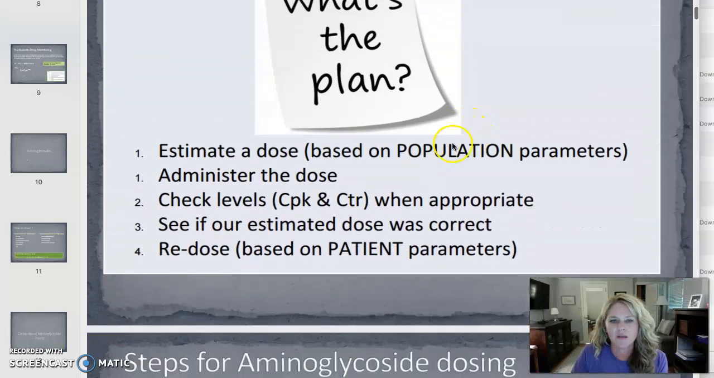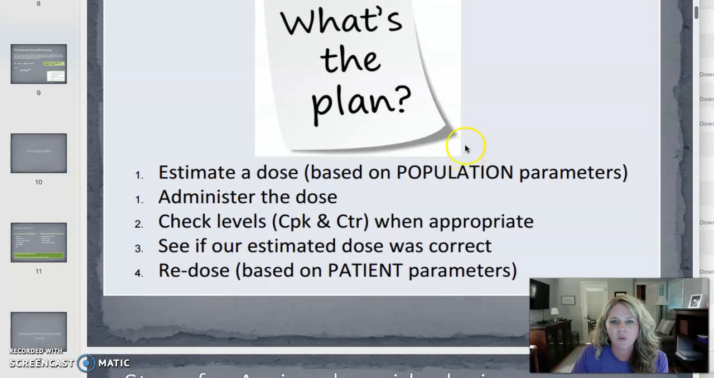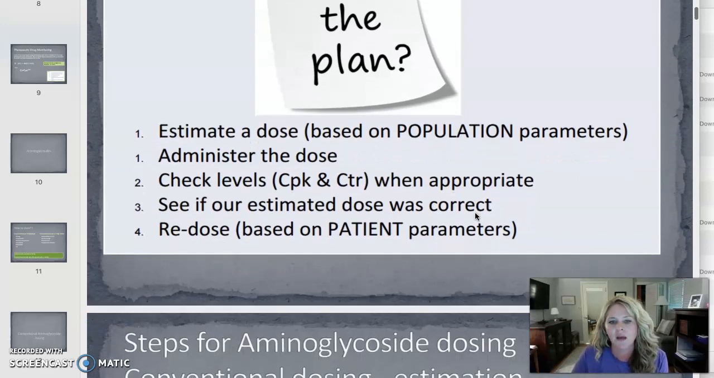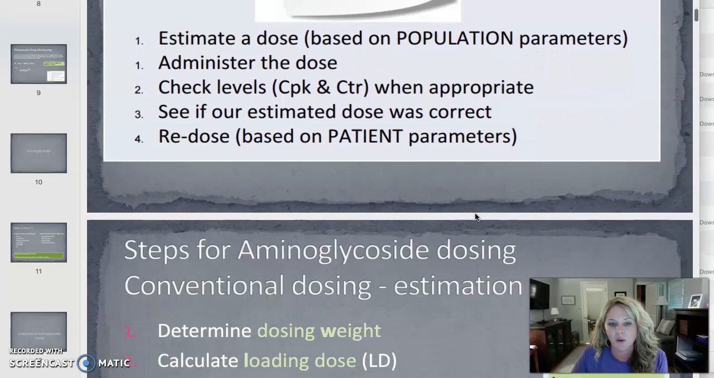So how do we do this? We look at what is the plan for dosing aminoglycosides. We estimate a dose first based on population parameters. So again, population parameters are what we know based on clinical trials and studies. And then we're going to give the dose. We'll check a peak and a trough when it's appropriate, and then we can double back and make sure that our levels and our estimated dose were appropriate.